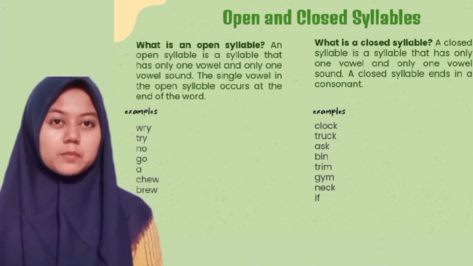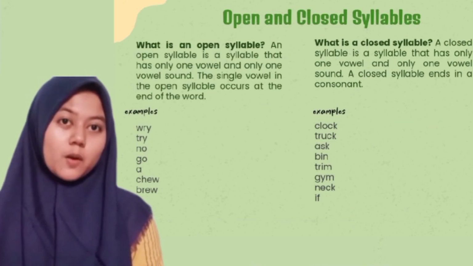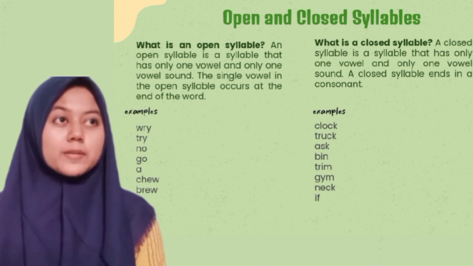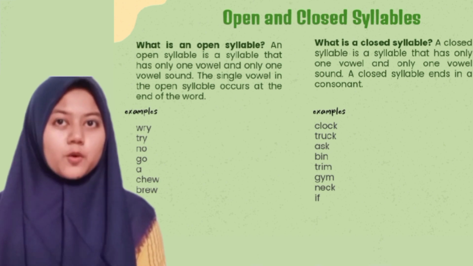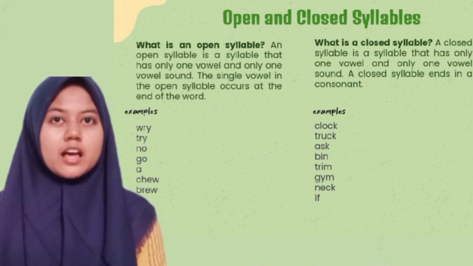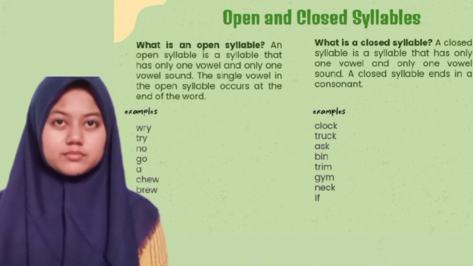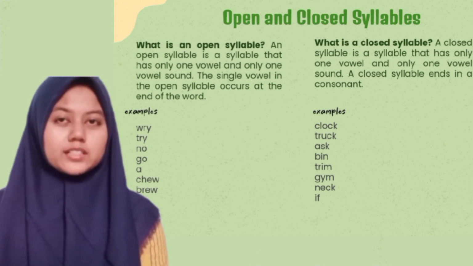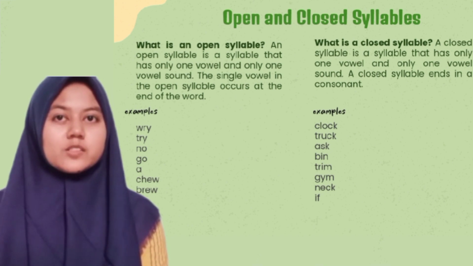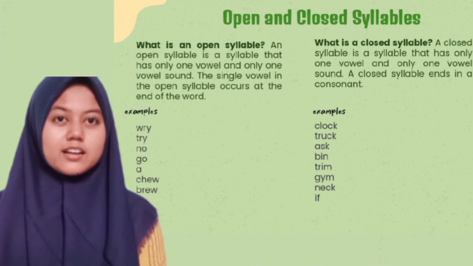Open and closed syllable. What is an open syllable? An open syllable is a syllable that has only one vowel and only one vowel sound. The single vowel in the open syllable occurs at the end of the word. Examples: try, no, go, to, brew.